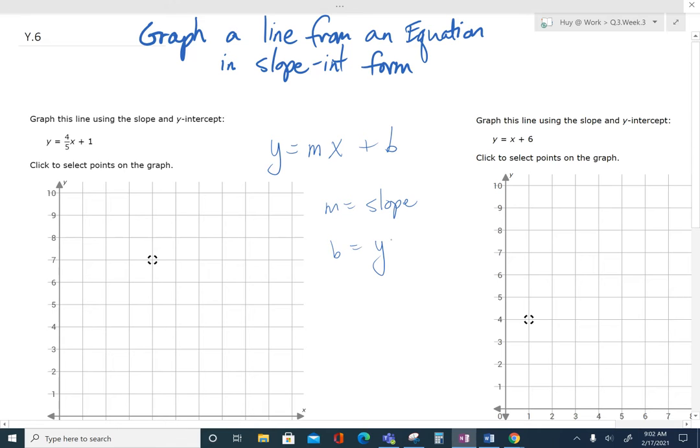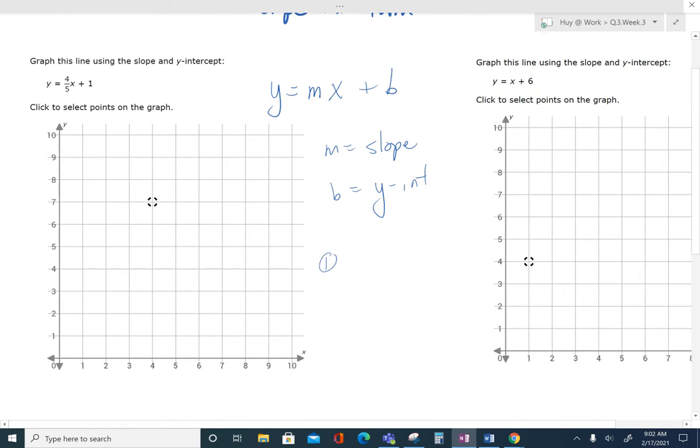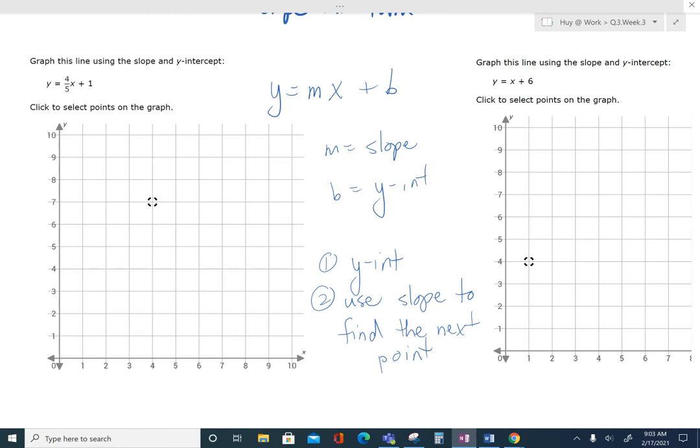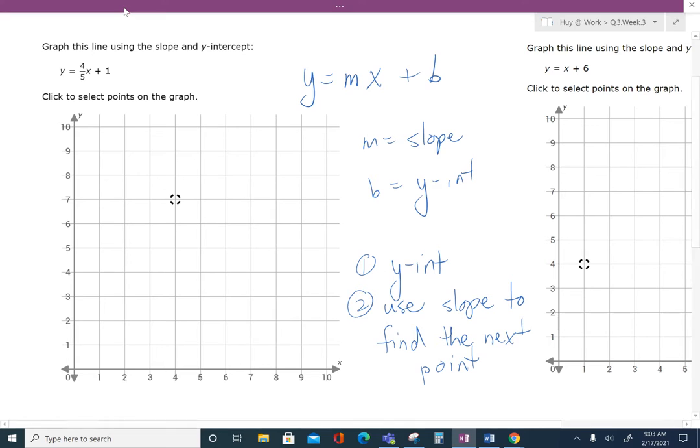b is your y-intercept. Right, so when I graph these, I'm always going to start with the point, and this point is going to be your y-intercept, and then use the slope to find the next point. And once you have those 2 points, then you have yourself a line. All right, so let's go look at this first example here.